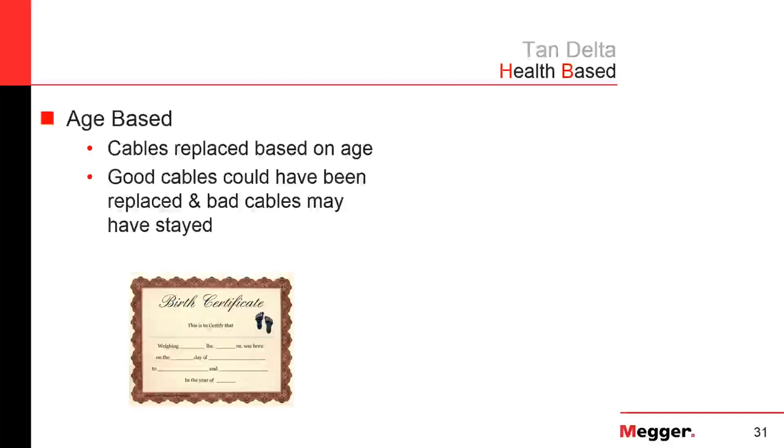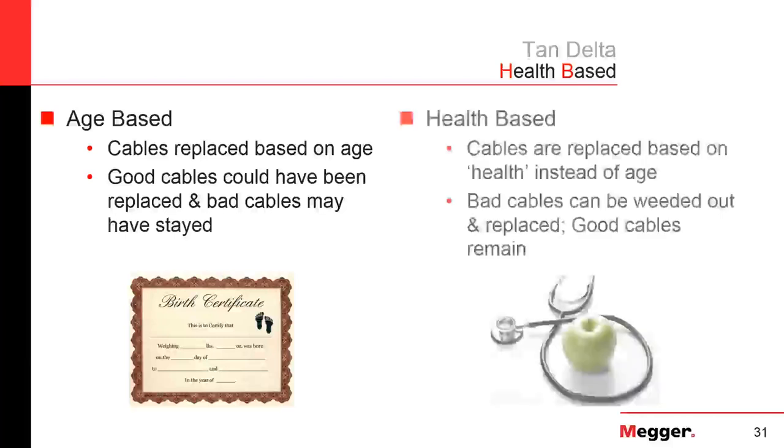Very commonly, cables are replaced based on age. Cables that have been in the ground for 30 years or something, they go to the top of the list. A lot of times they'll include fault history as well. This means that a lot of good cables can have been replaced. Cables that were perfectly fine are pulled out of the system, while cables that are in bad shape remain in the system. But with the tan delta testing, we can go on a health-based system. We go out, test the cable, and say, this cable's healthy and this cable's not, and we replace the ones that are not healthy.